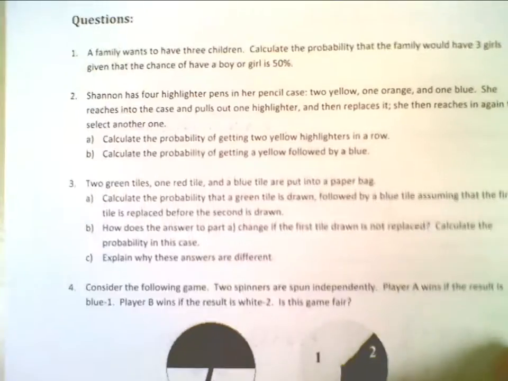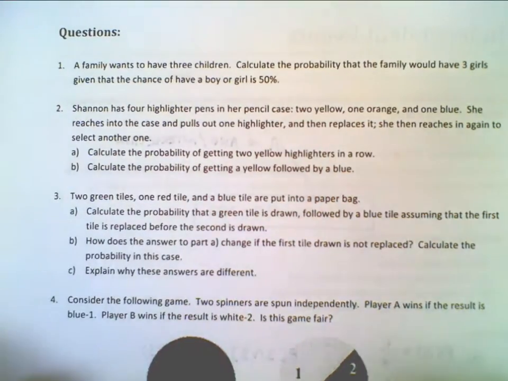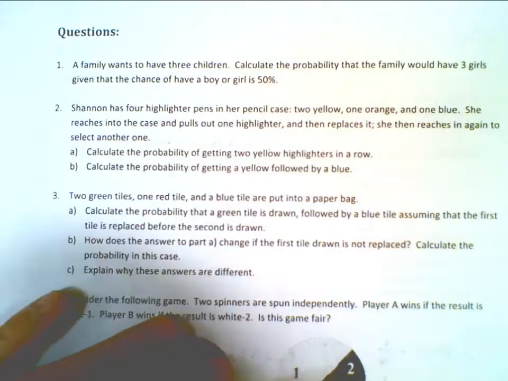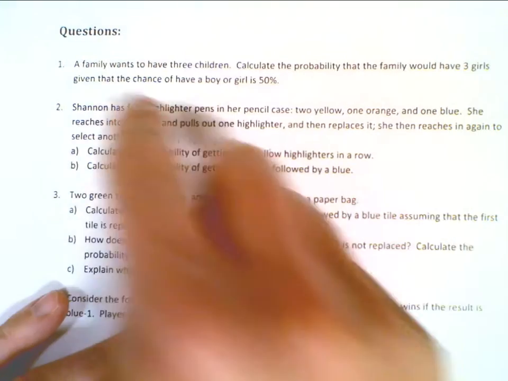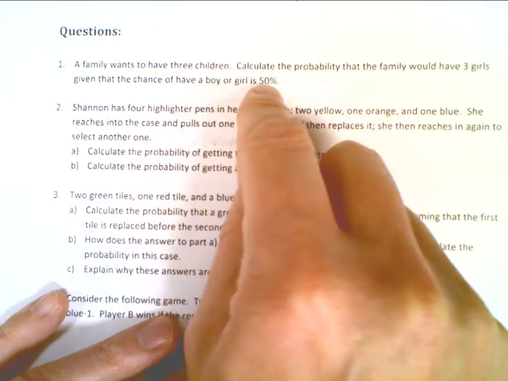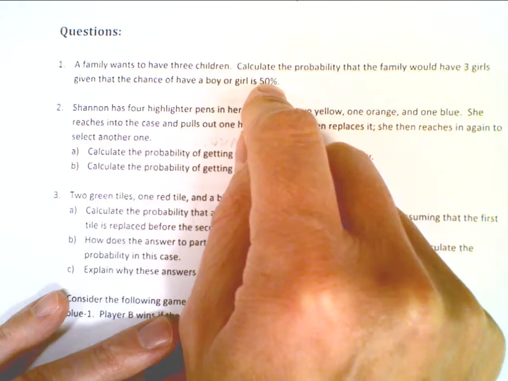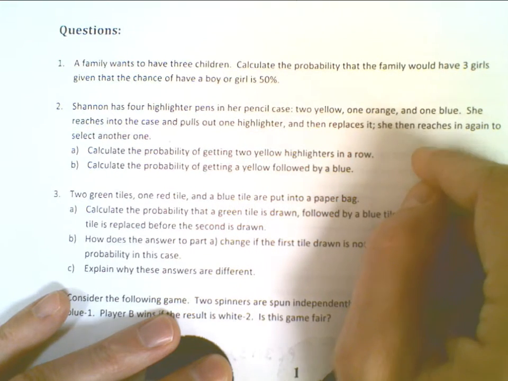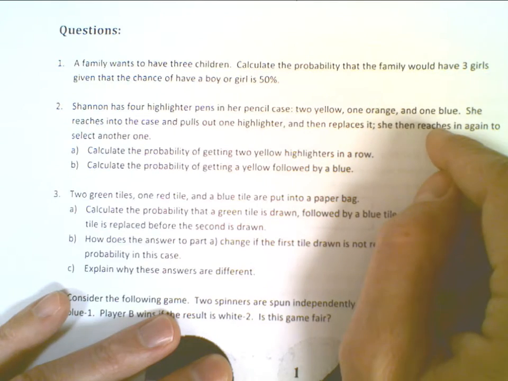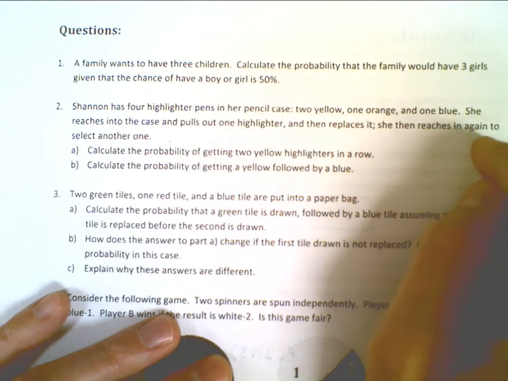Okay, so I'm going to flip the sheet over to the work that you're going to do, and I'll explain some of the tasks here just so that you're very clear about what you need to do. So in the first one, a family wants 3 children. Calculate the probability the family will have 3 girls, given that the chance of a boy or girl is 50%. So the first child can be a boy or a girl, 50%. The second child can be a boy or a girl. Third child can be a boy or a girl.